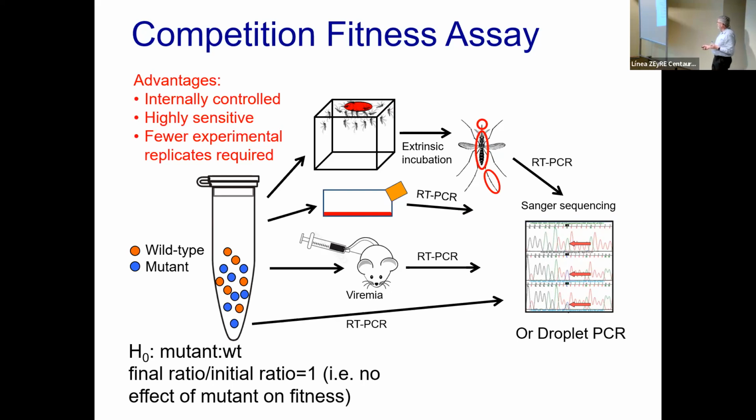Like I said yesterday, most of the coronavirus mutations, if we didn't use this competition, we couldn't obtain significant results for assessing their fitness. And you require much fewer experimental replicates, and that's especially important when using vertebrate animals, but also mosquitoes when you have to assay hundreds of samples.